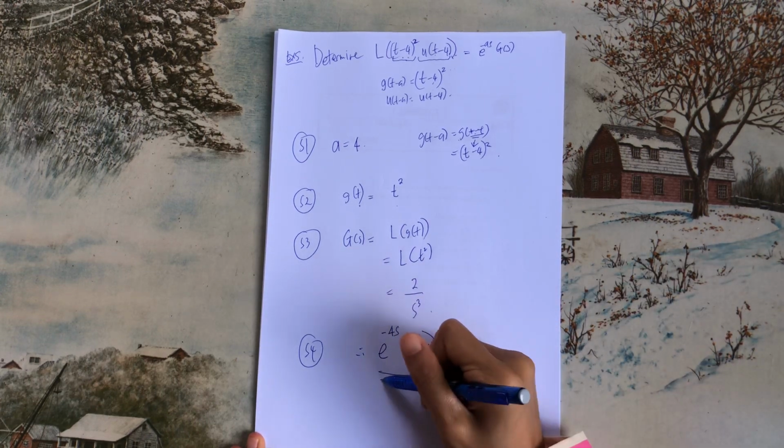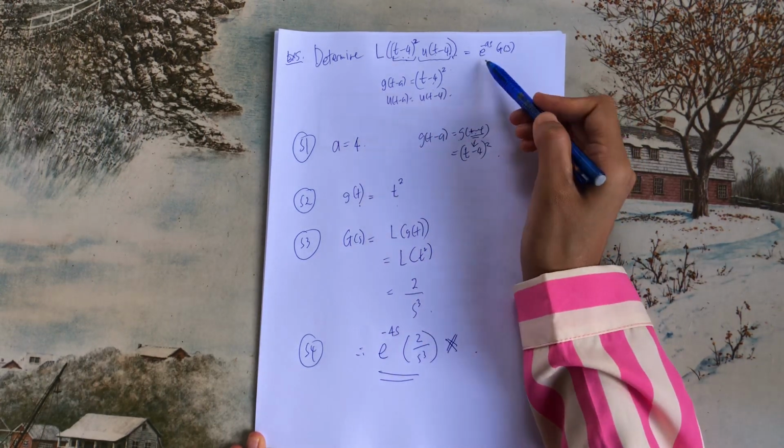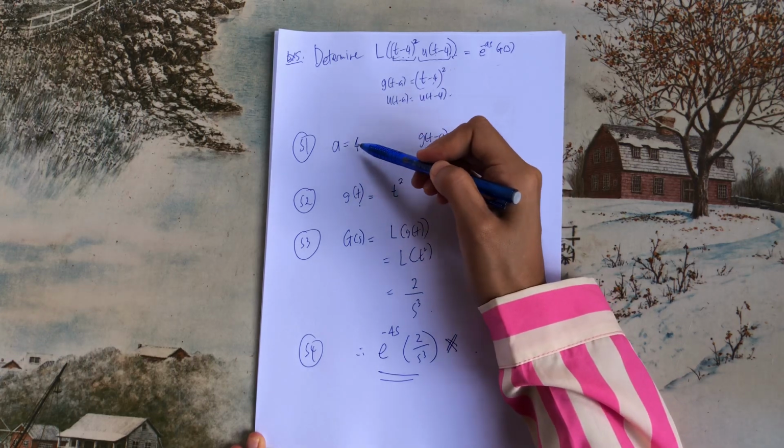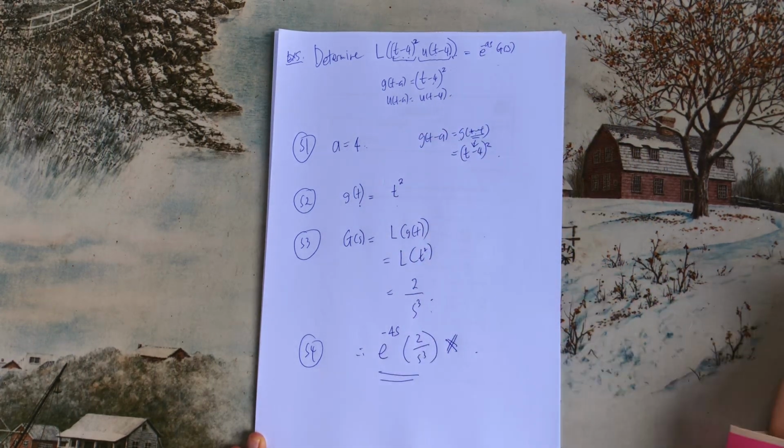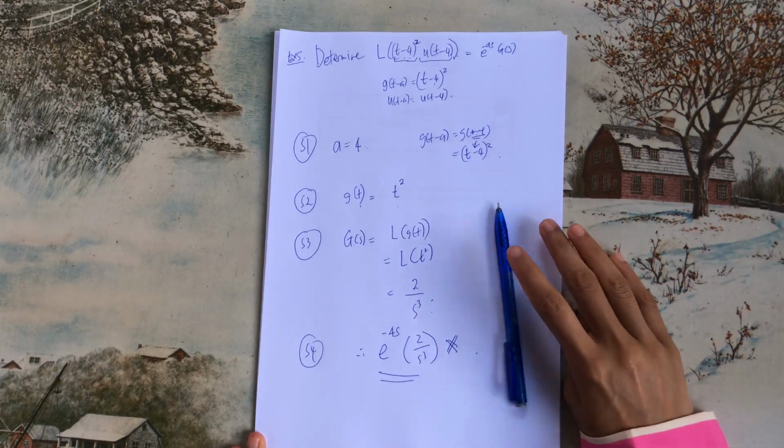For the last step, you just compile. This is the final answer. You need to know what your a is and what your G(s) is. So that's the answer.